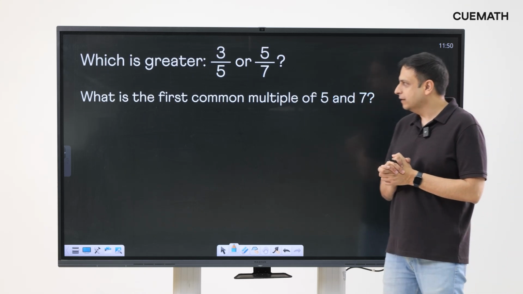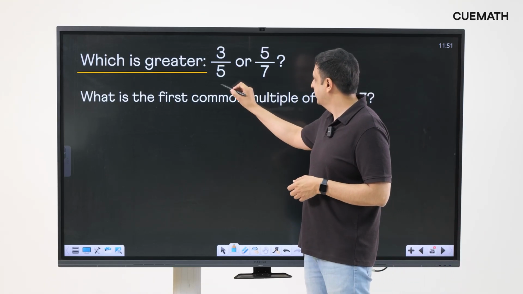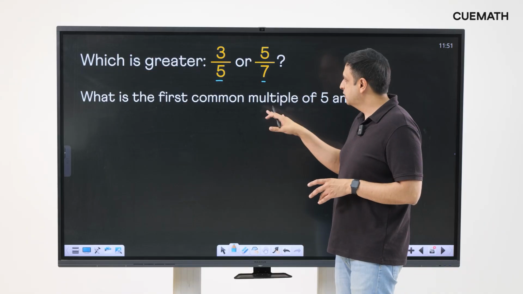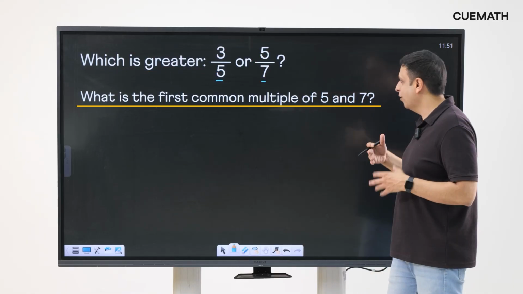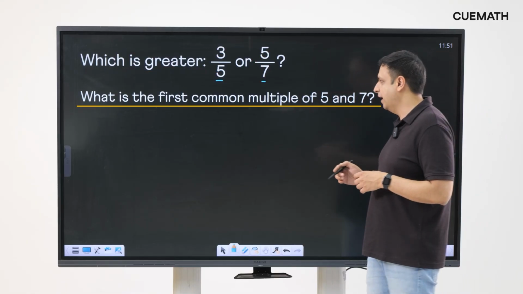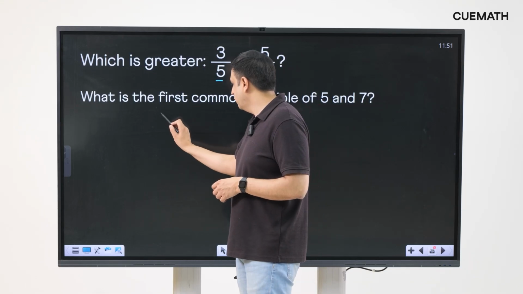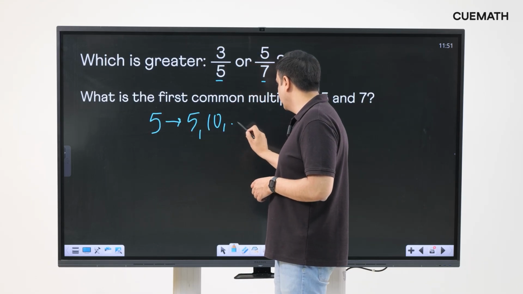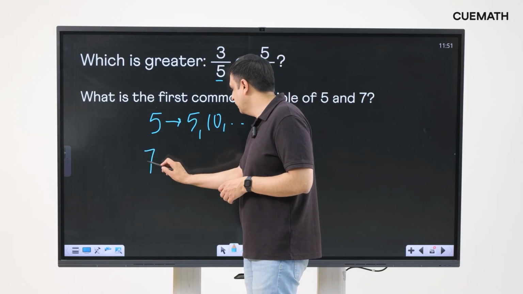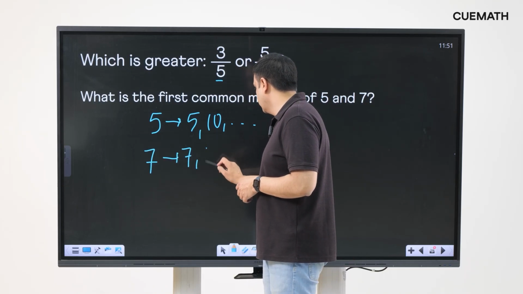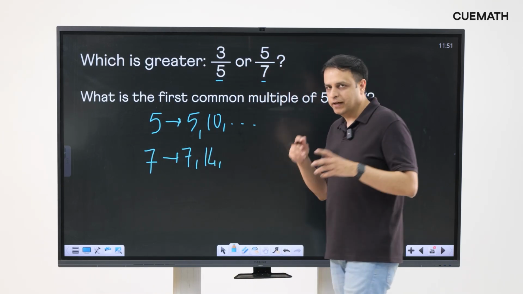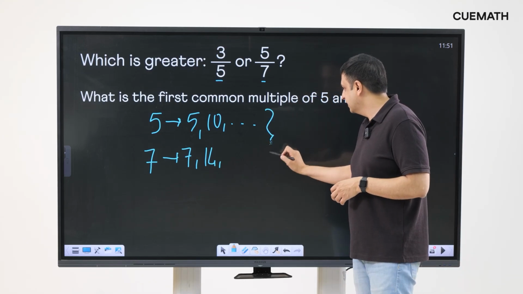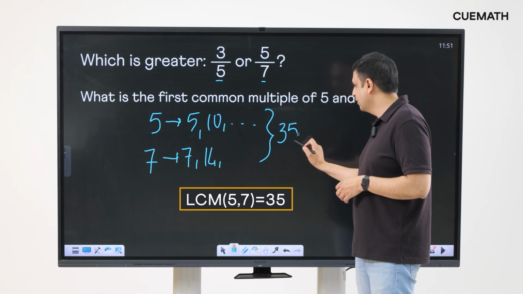Okay, now we have to solve this problem. Which is greater, 3 over 5 or 5 over 7? So once again, we'll first find the first common multiple or the lowest common multiple of 5 and 7. So the multiples of 5 are 5, 10, 15, 20 and so on. The multiples of 7 are 7, 14, 21, 28 and so on. And if you think about it a little bit, the first common multiple of both of these numbers is 35.